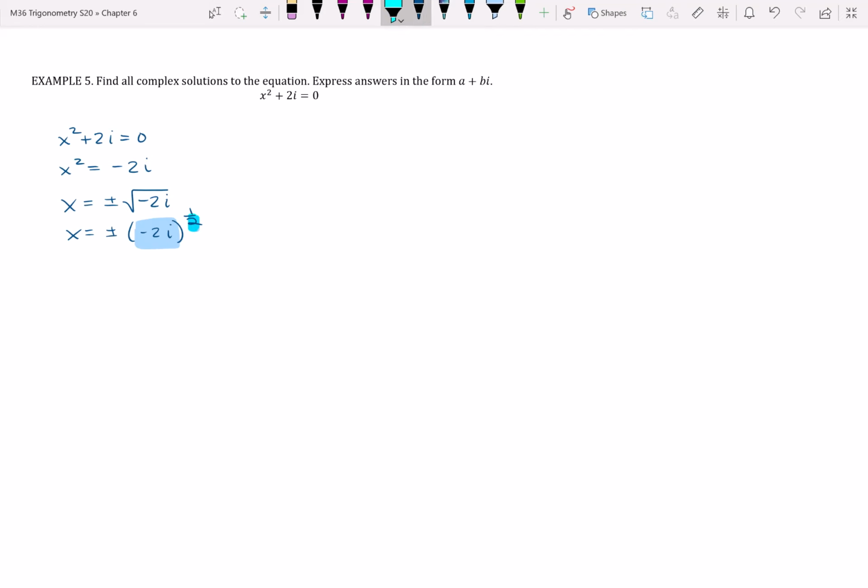Okay, so here, let me write it down. So we're looking for the square roots of negative 2i. All right, and again, those are going to be my solutions to this equation. All right, so here we go. Step 1 is to write negative 2i in trig form so we can actually use that formula.